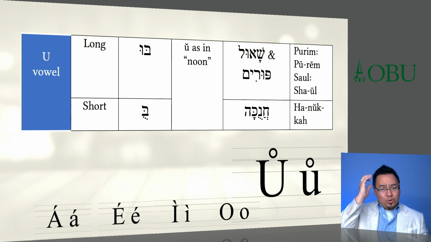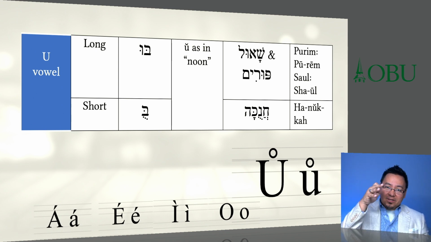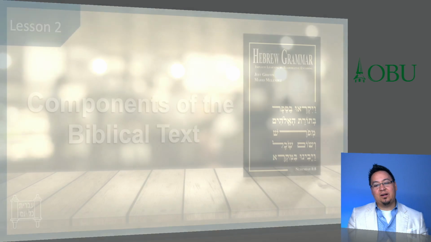We have a shorter U type of sound, and this one's really common, and it's the three dots leaning underneath of a letter. And we see this right there under Hanukkah. And we don't say Hanukkah, we say Hanukkah. I just added the emphasis the first time so you can see where it falls on this letter there.